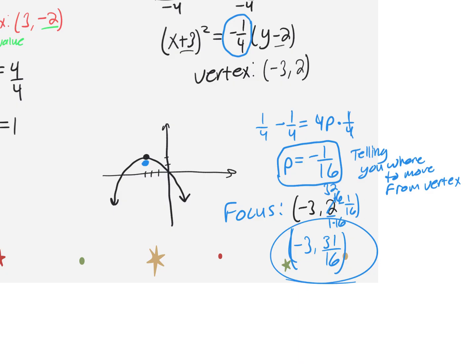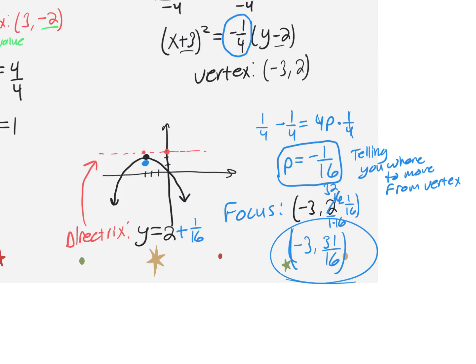All right, and now similar story with the directrix. I'm going to go up 1/16 of a unit, and then we're going to cross the y-axis. Remember, again, the y value is the one that is changing. So that means my directrix is going to be this y equals equation. Our original value of y was 2. It's going to be 2 now plus 1/16, right?